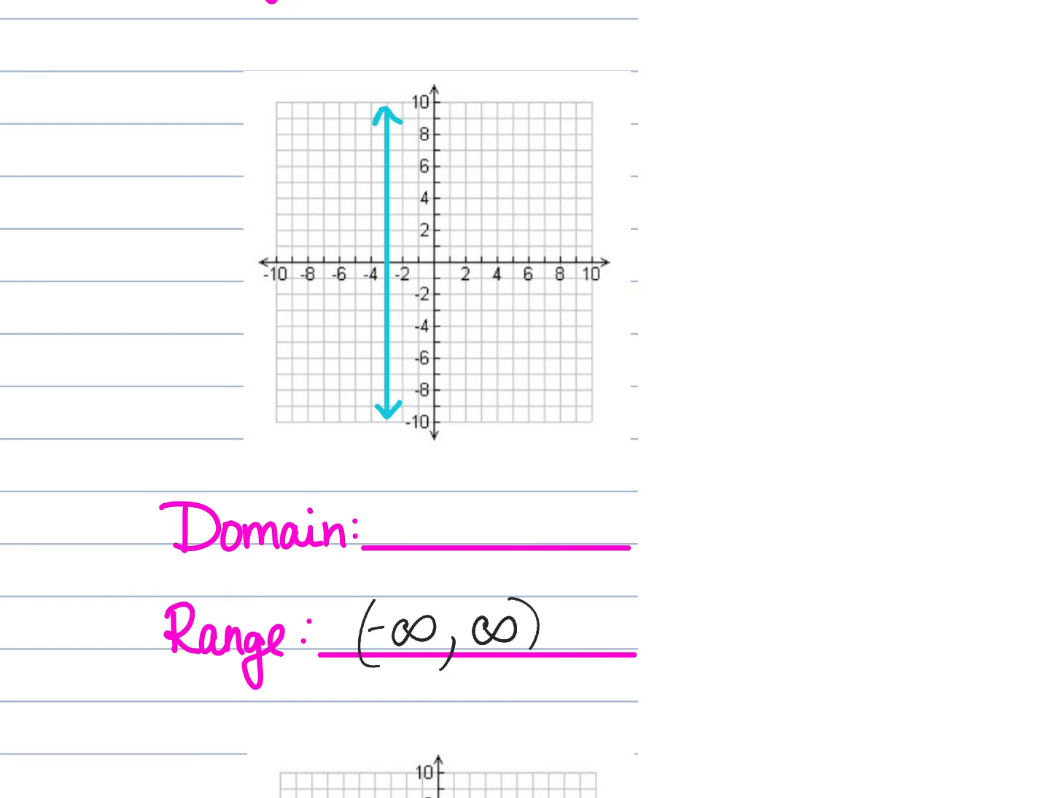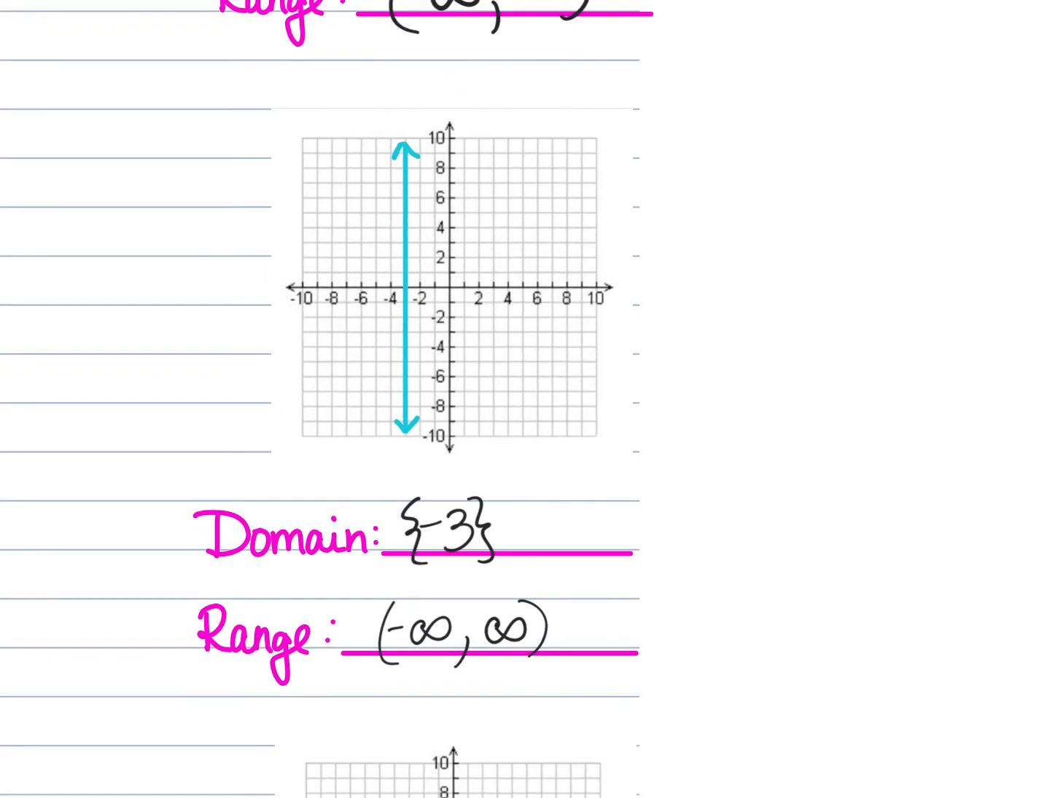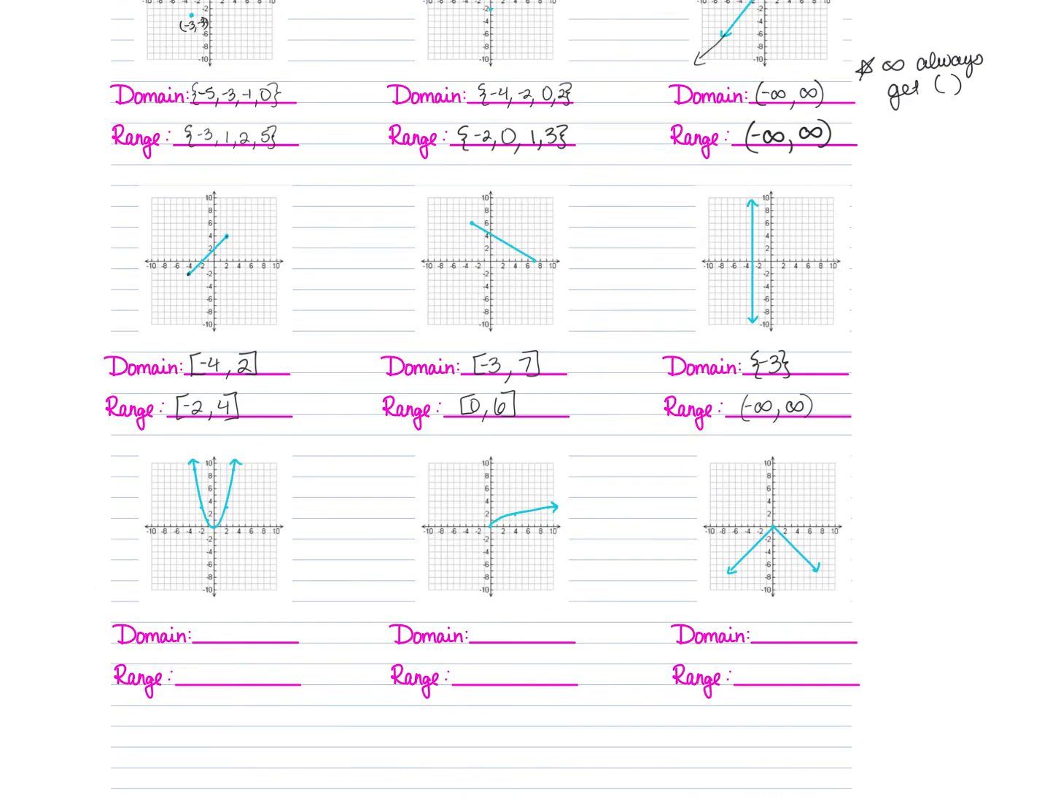Okay. Domain, what is the domain for this? Well, it looks like the only x value this line is ever going to hit is -3. So if you just want to write the domain is -3, that's okay with me. You don't really need brackets around it because it is just one number. It's not really a list, but if you did, I wouldn't count it wrong. Okay, so that is it for that one.